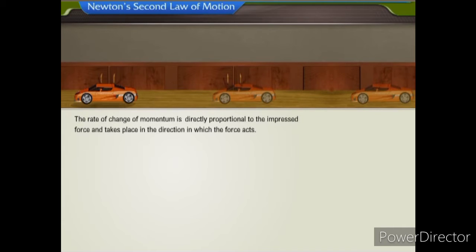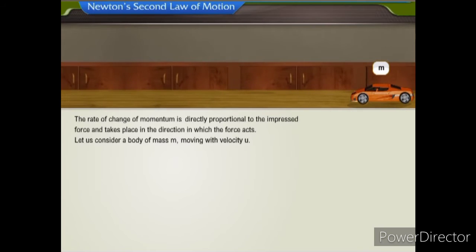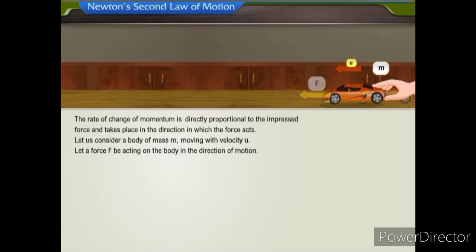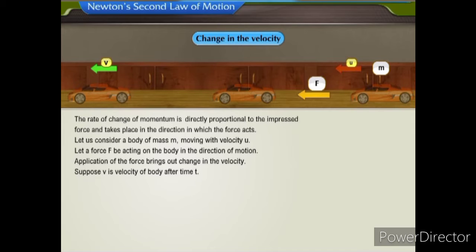Let us consider a body of mass m moving with velocity u. Let a force F be acting on the body in the direction of the motion. Application of the force brings out a change in the velocity. Suppose v is the velocity of the body after time t. The total initial momentum of the body is mu and the final momentum is mv after time t.